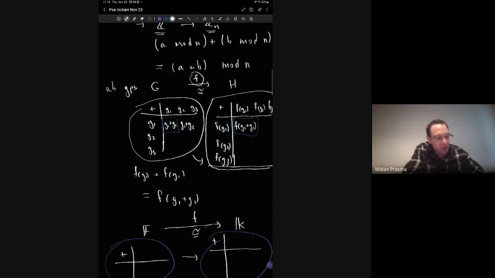Now I apply F on the cells. I mean, on G1 plus G1, for example. This, by definition, is F of G1 plus G1, but F is a homomorphism. So this is in fact equal to F of G1 plus F of G1. Whatever it is in H, I have no clue, but it must be F of G1 plus F of G1. So what I get when I apply F on the addition table of G, I get the full addition table of H.